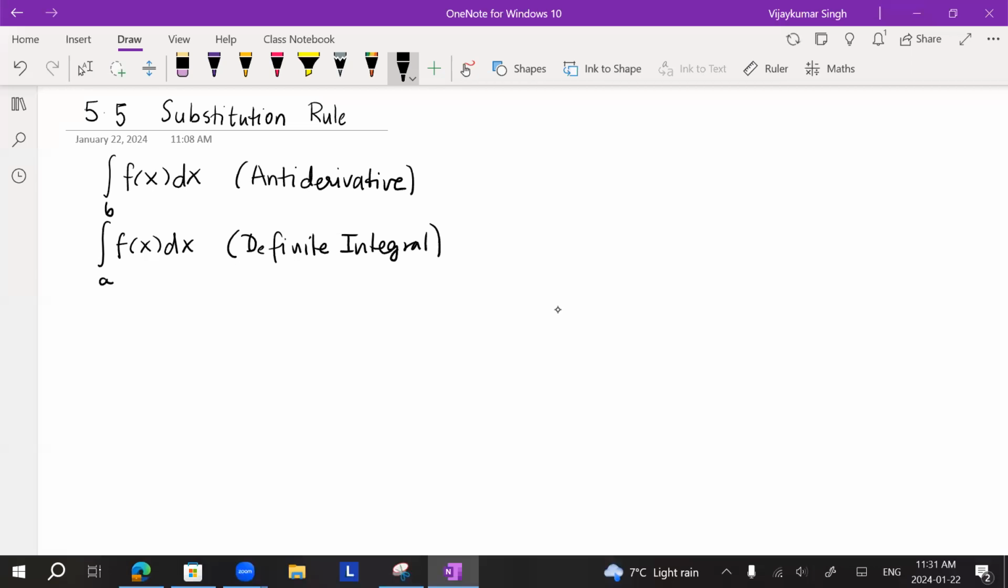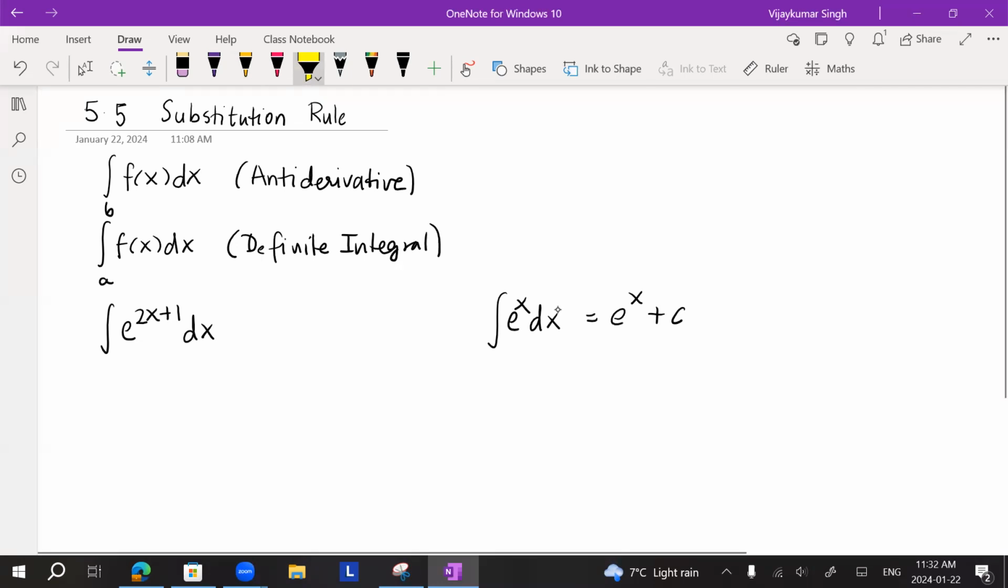a motivating problem, for example, could be: suppose I want to integrate e to the power 2x plus 1 dx. So let's consider this indefinite integral. Now, we know using our antiderivative tables or early antiderivative exploration that the integral of e to the power x dx is e to the power x plus c, the constant of integration. The question is, how do we integrate e to the power 2x plus 1, where you can see clearly that it's not really just e to the power x, but 2x plus 1? So how do we go about it?